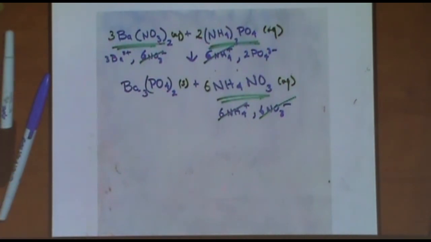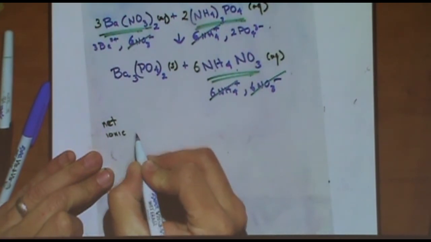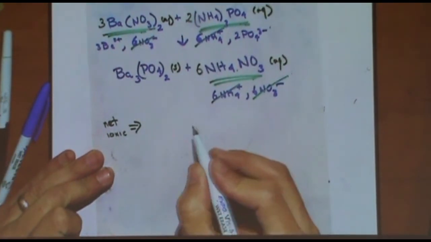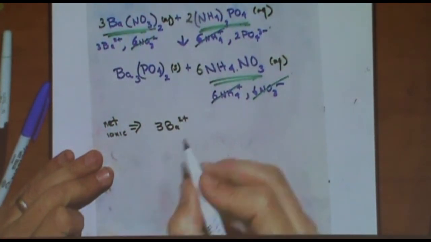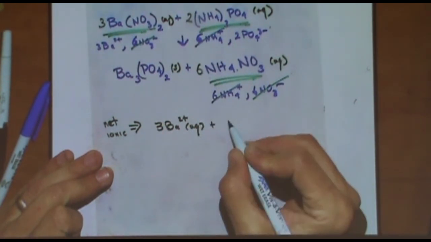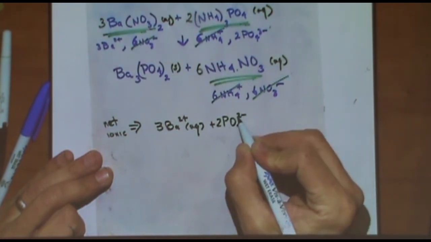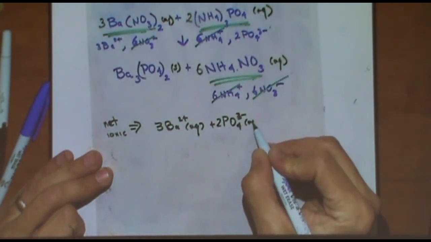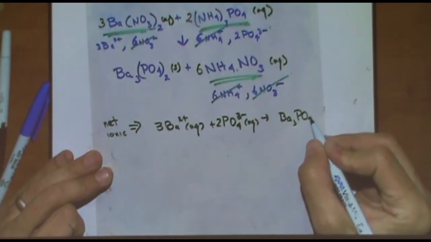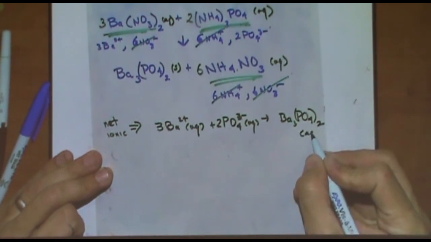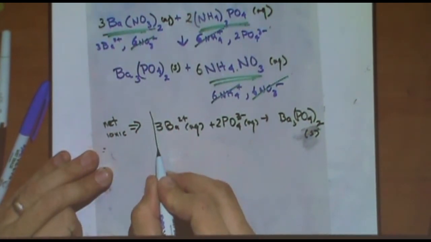So now you're going to write your final answer. This is the net ionic. Let's see. There's 3 bariums. All ions are always what phase? Aqueous. If it's an ion, it's aqueous. Phosphate, there's 2 of them, 3 minus, aqueous. And barium 3 phosphate 2, aqueous. Nope, solid. There we go. That would be your final answer right there.